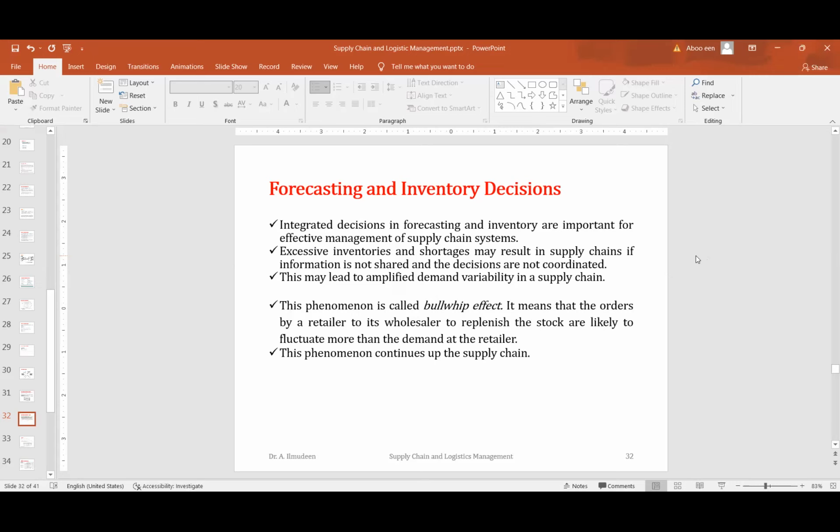So the total supply is 90,000. The 3 production plants are going to supply 90,000, and the 4 distributors are also demanding 90,000. So their demand and supply are the same, matched together. So there is no problem.